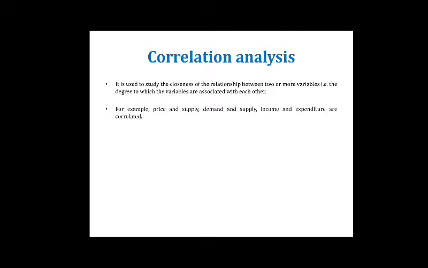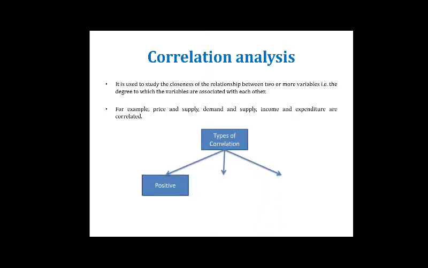So in other terms, we are finding the degree to which the variables are associated with each other. For example, price and supply, income and expenditure, demand and supply, these are correlated variables. So there are three types of correlations. The first is positive, another is negative, and the next is zero. Okay, let's see them one by one.